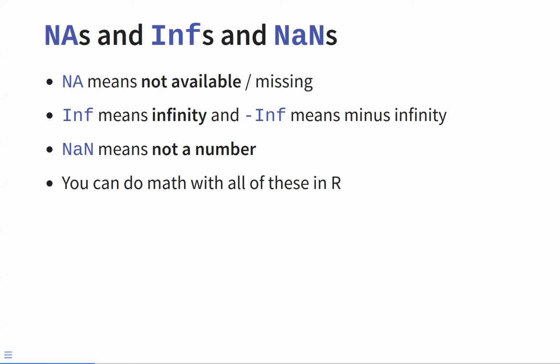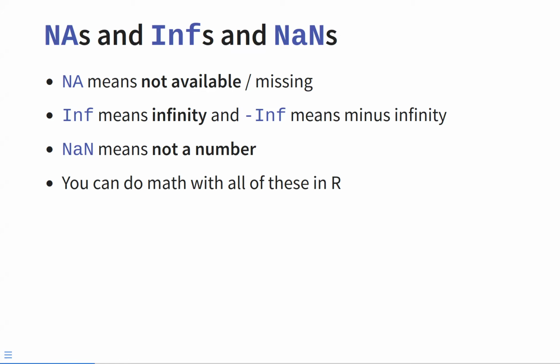NAs, Infs, and NaNs. What on earth are these? Well, these are some very special keywords in R that refer to important objects that we sometimes need to compute with. None of these things is actually a number, but all of them can be the result of a calculation with numerical values, depending on what that calculation was. And you can actually do math with all of these special values.